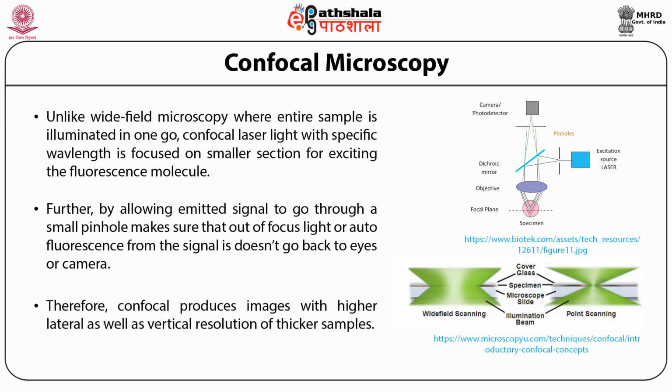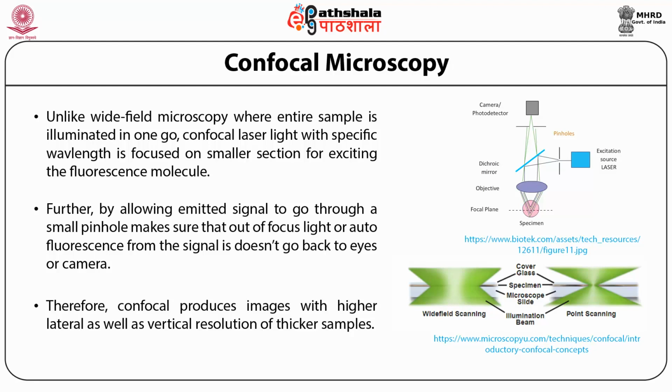Confocal microscopy. So we discussed wide field microscopy, where the entire sample is illuminated. Compared to that, in confocal microscopy, instead of the entire sample, confocal only illuminates with a specific wavelength a very small section of the sample. As you can see in this picture, on the focal plane, the laser is used, which hits the dichroic mirror, and via the objective lens, it only illuminates a very specific section that we are looking at, and thereby the autofluorescence or the background signal that is coming from the sample is reduced.